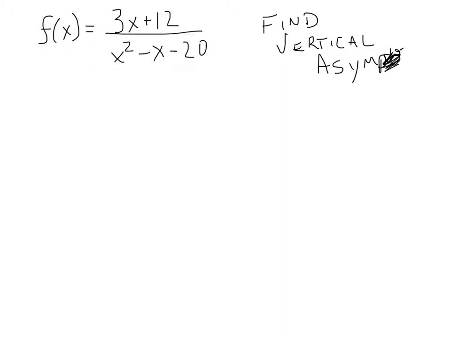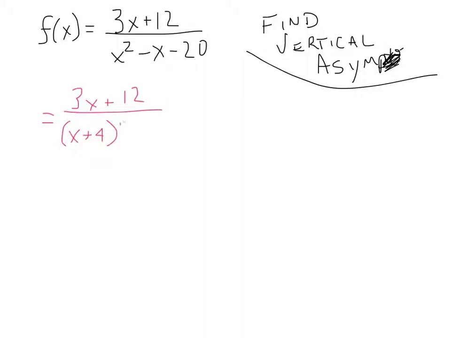Now we have the function 3x plus 12 over x squared minus x minus 20. I want you to find the vertical asymptotes. In fact, I would want you to be able to, by the Chapter 1 test, describe all discontinuous points. If we look at this function, we can rewrite it as 3x plus 12 over the bottom, which factors out to x plus 4 times x minus 5. So we know that it's discontinuous at x equals negative 4 and x equals 5.